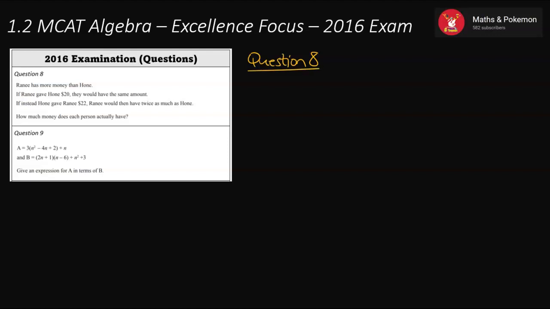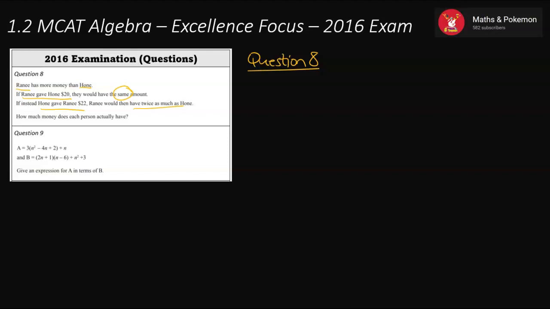Our wonderful wordy ones, which come up every single exam. Breaking through the question, we've got Rane and Hone. So there are two people. If Rane gave Hone $20, they would have the same amount. Instead, if Hone gave Rane $22, Rane would have twice as much as Hone. How much money does each person actually have?